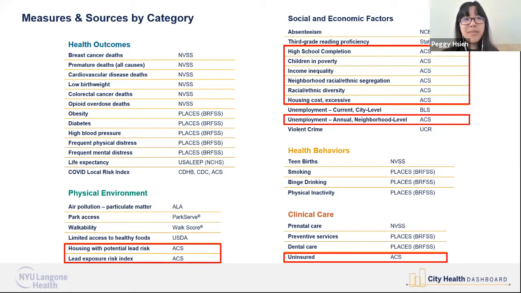Here's a list of all the different metrics that we have on our dashboard, along with their respective underlying data sources. So we have metrics across these 5 different health domains. And you can see the ones that are boxed in red here are the ones that have ACS as the underlying data source. And something that's really exciting is we're always looking to add new metrics to the dashboard. And one of the new metrics that we're adding soon is broadband connection. This one also uses ACS as the underlying data source, and we'll be adding it coming up in June.